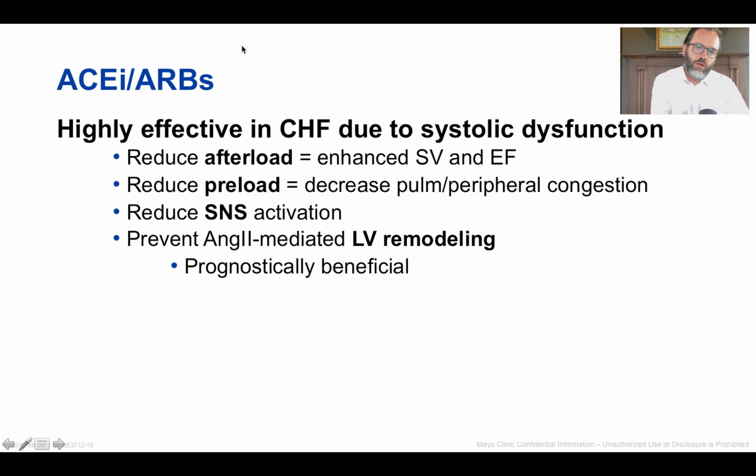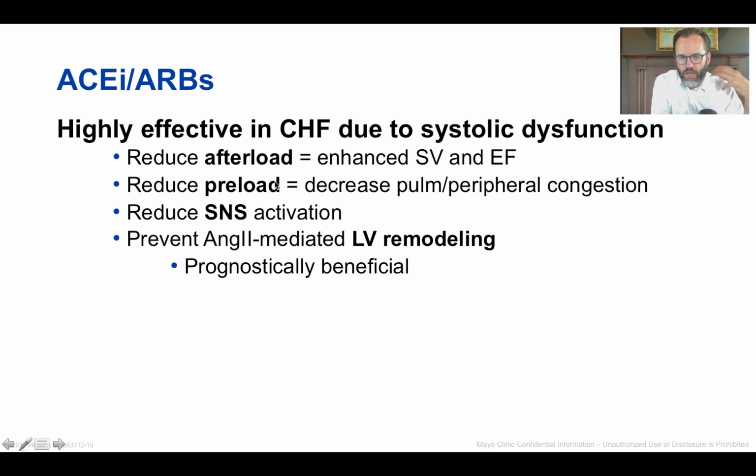So when we look at other classes of drugs like the ACE inhibitors and angiotensin receptor blockers, they're of course highly effective in heart failure due to systolic dysfunction. In particular, these can reduce afterload by causing vasodilation, thereby enhancing stroke volume and ejection fraction. They can certainly reduce preload, and that will serve to reduce pulmonary and peripheral congestion due to high filling pressures and excess fluid retention. They reduce sympathetic nervous system activation, as we discussed previously.